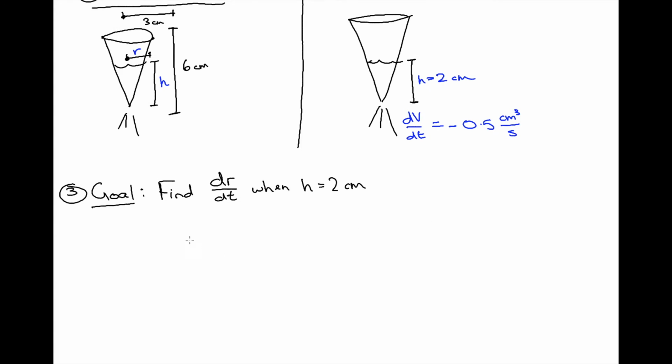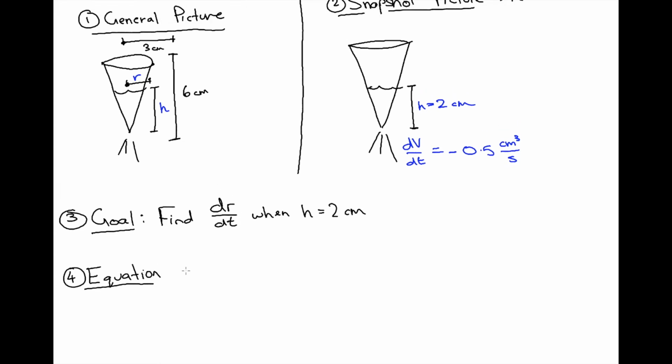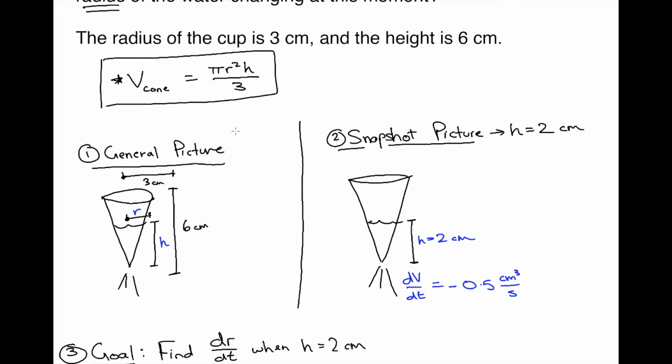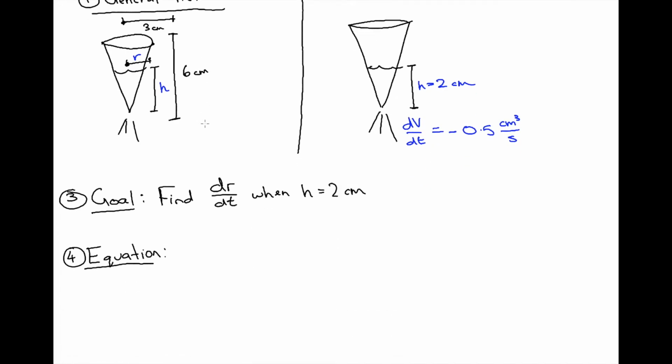So let's find an equation that will help us do this. Remember that the volume of a cone is pi r squared h over 3. That looks like a great equation to use. So I have V equals, and I'm just going to bring the pi over 3 up front and multiply it to the rest of the terms, so we have pi over 3 r squared h.